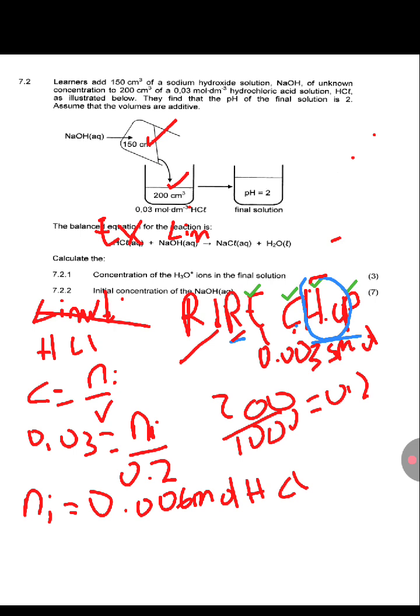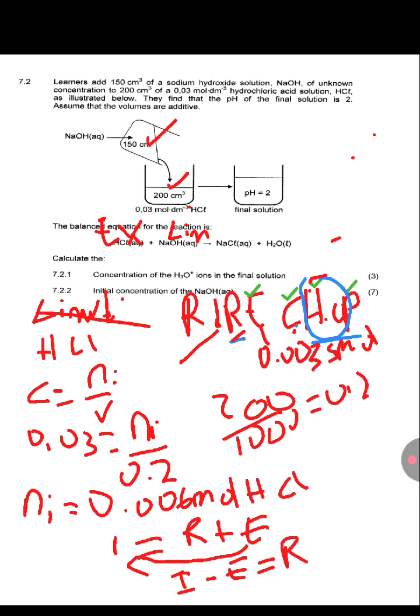But remember that the initial number of moles is equal to the reacted moles plus the excess moles. All right. So now to get the reacted, you just take this to the other side. So the reacted will be equal to I minus E, which equals the reacted number of moles. Okay.